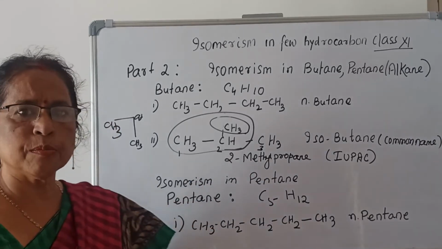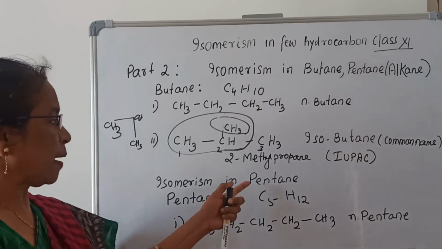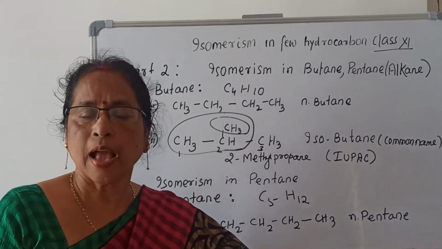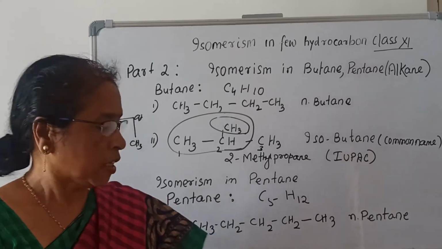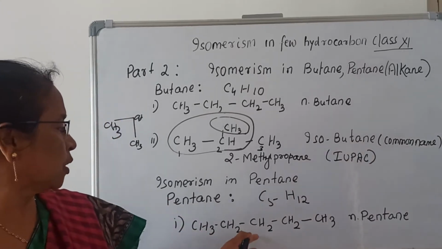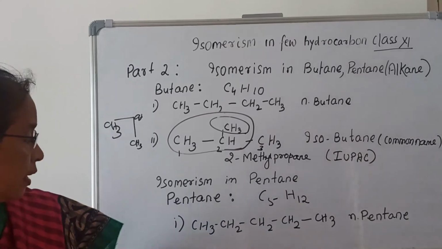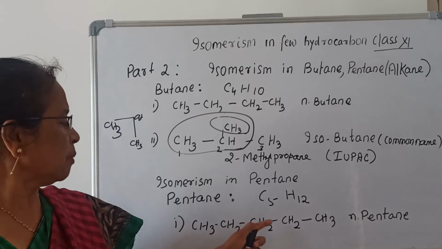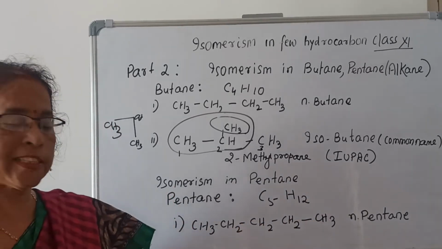Then come to isomerism in pentane. Pent means 5 carbon, and pentane, so it is alkane. So what is the formula? C5H12. You can see the first one, the long chain, that is 1, 2, 3, 4, 5. All the carbon and hydrogen are satisfied by their valency. You can check it. 3, 1, 4. 1, 2, 2, 4. Similarly, you can check.